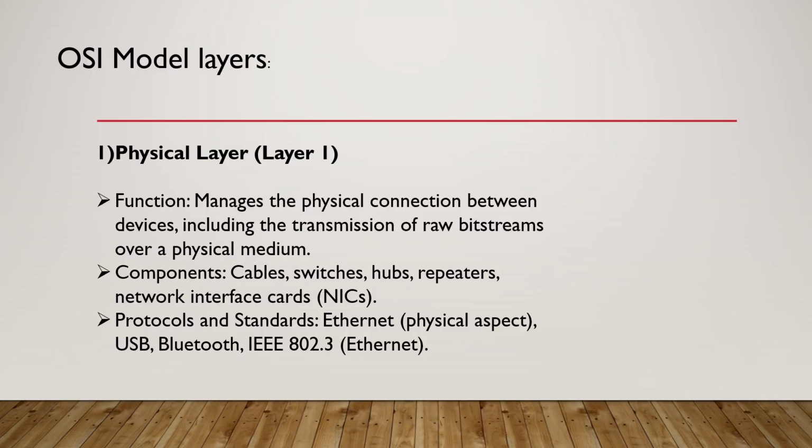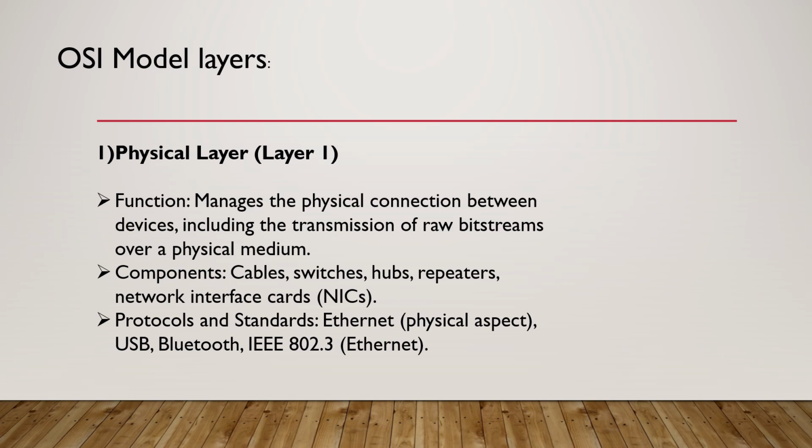First one is the physical layer. The main function of the physical layer is to transmit raw data over a physical medium. It establishes physical connections. The devices used in this layer are hub and repeater. Now let's discuss the devices too. What is a hub? The main function of a hub is that it connects multiple devices into one network. It provides data to all the connected devices.